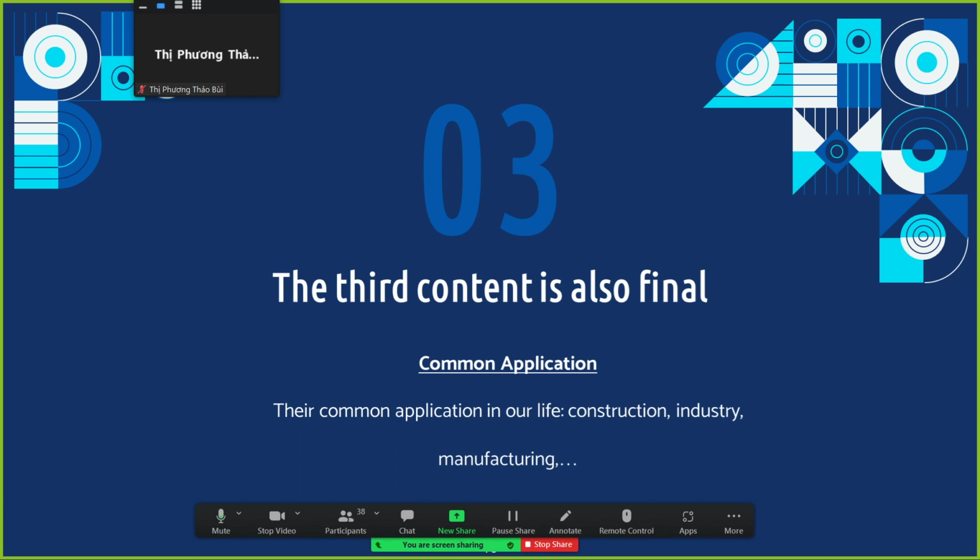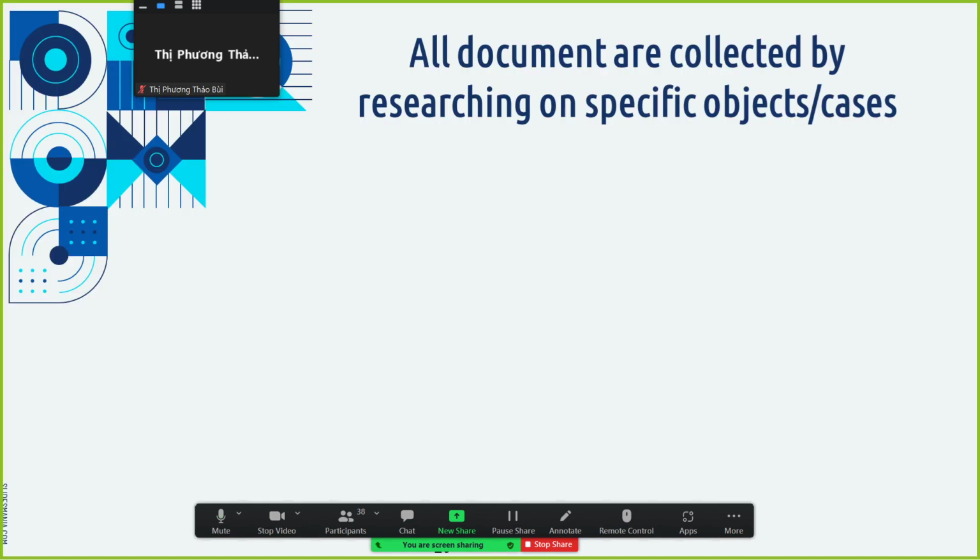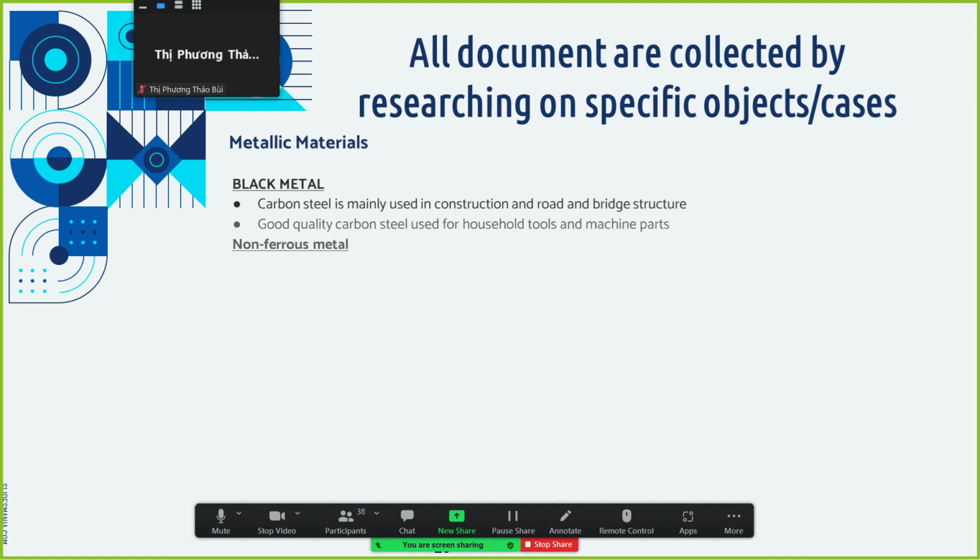Finally, I want to show you the common applications in our life: construction, industry, manufacturing. There are so many examples, I cannot tell them all. Let me show you on my slide. All documents are collected by research on a specified object or case. First, metallic material: we have ferrous metal. Carbon steel is mainly used in construction and in road and bridge structures. Quality carbon steel is used for household tools and machine parts.